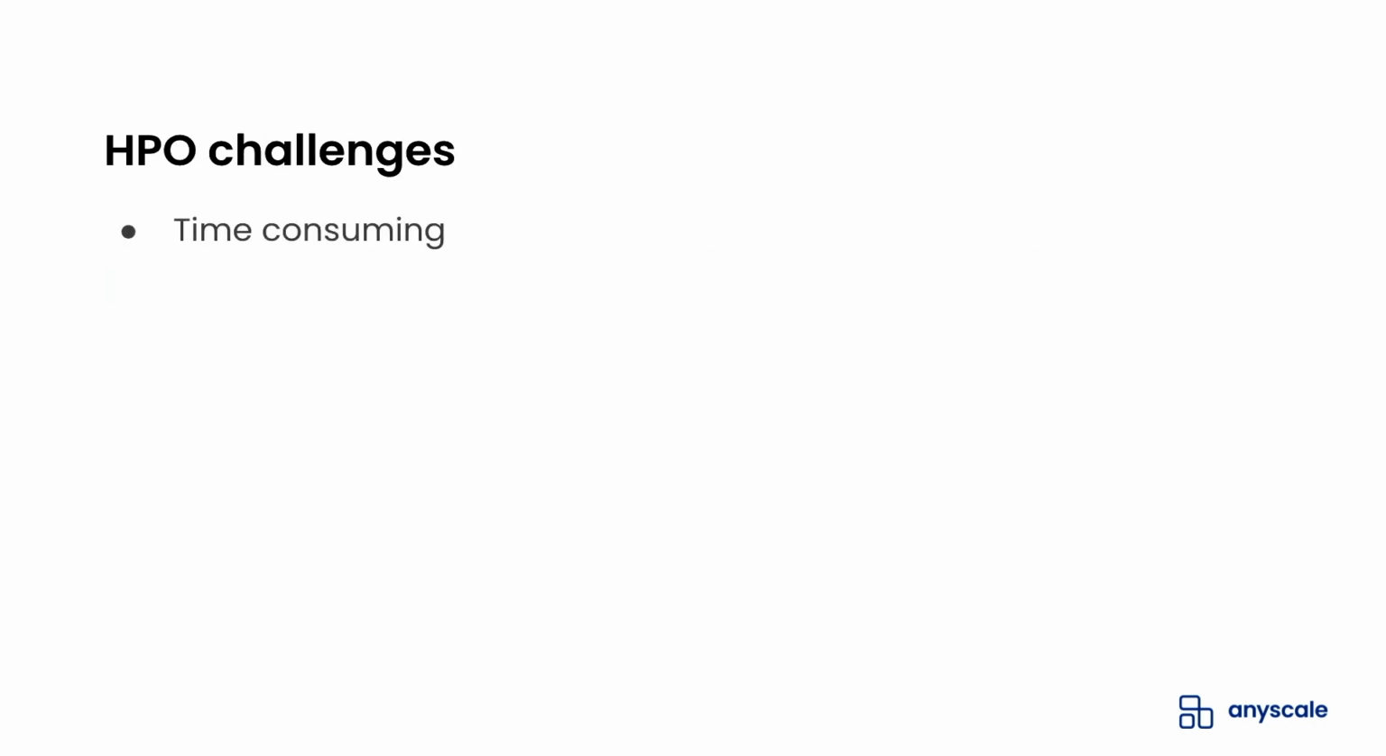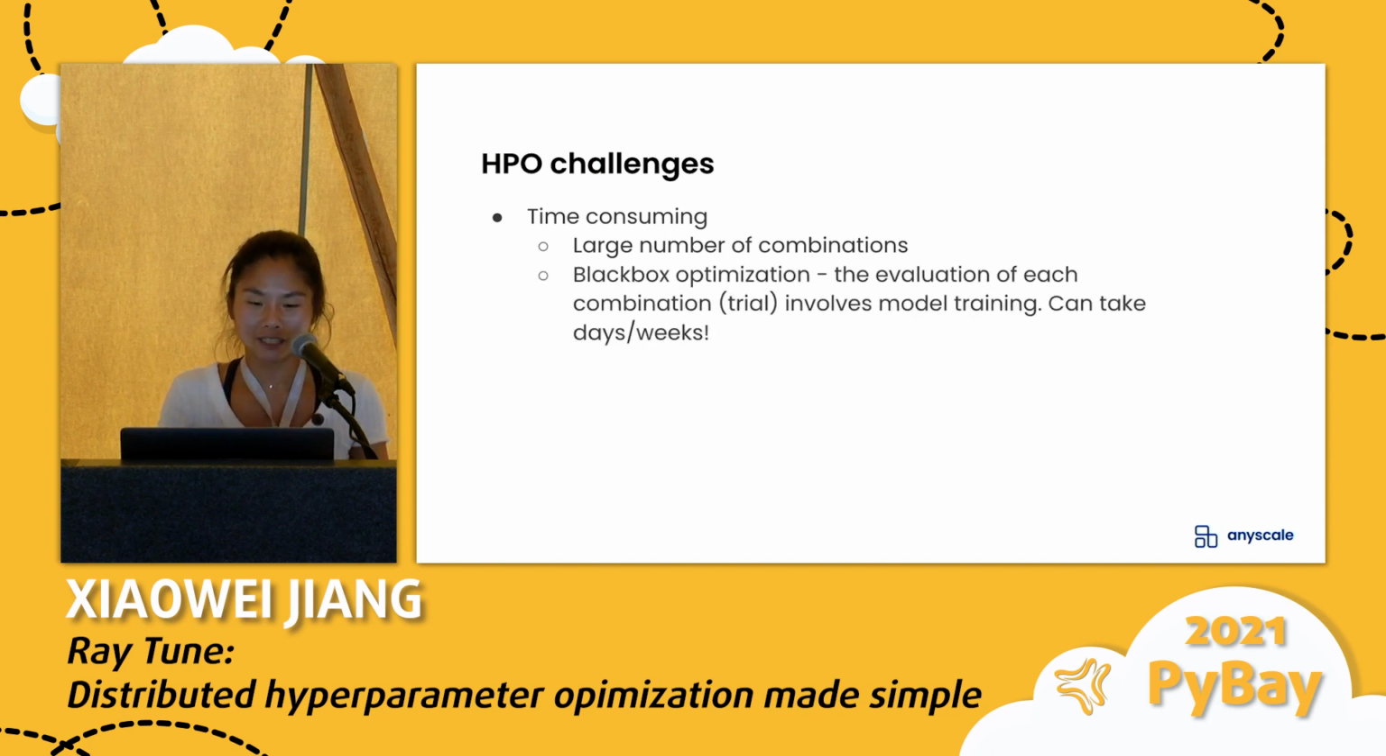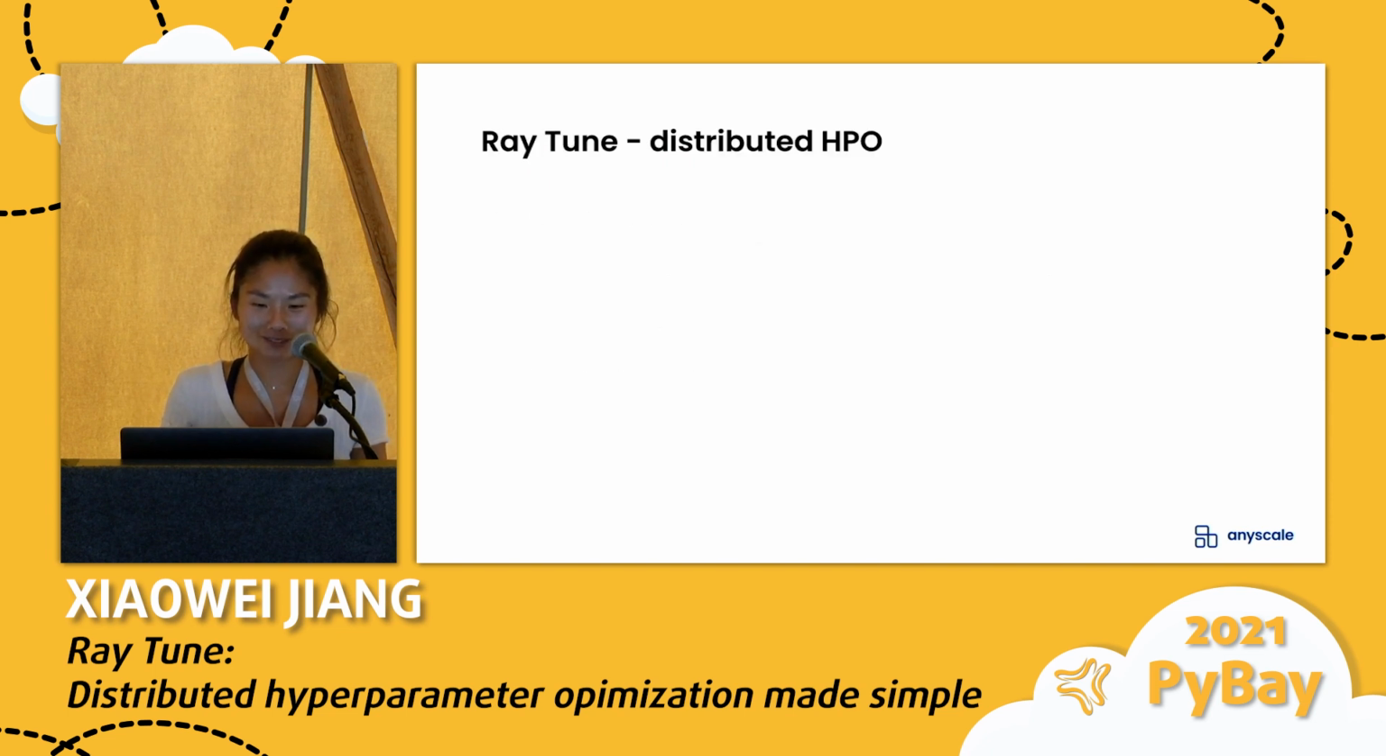So this leads to the current challenges in hyperparameter optimization. Of course, it's time-consuming because, as we have shown, there is a large number of combinations to try out. And this is a black box optimization in the sense that the evaluation of each combination, also known as a trial, involves model training, which can take days or weeks. And of course, resources are expensive, especially when you consider GPUs and TPUs.